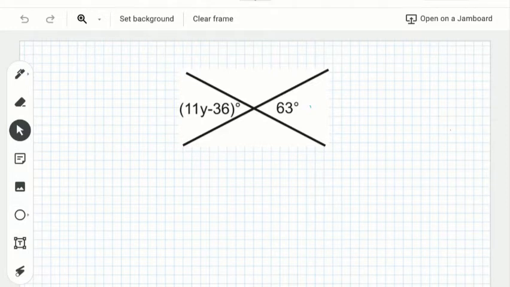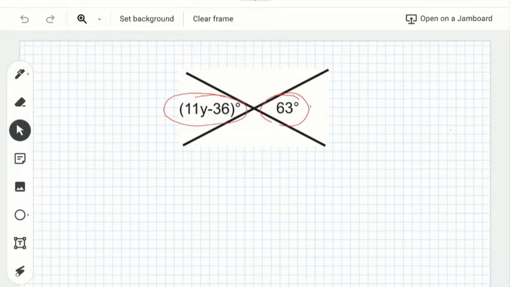What do we know about vertical angles? We know that vertical angles are equivalent. So what we might want to do first is realize if we know that this is 63 degrees, we actually know that this value is also 63 degrees. What else do we know?